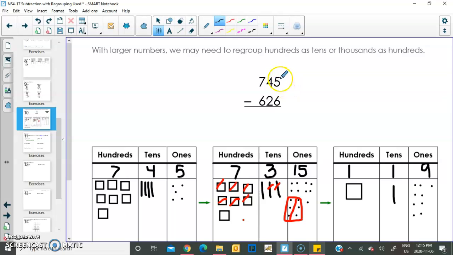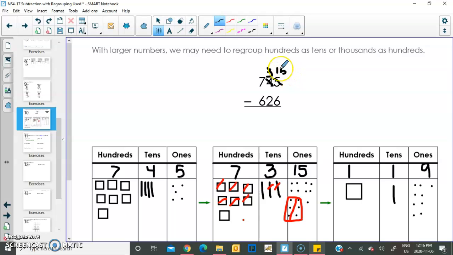So again, you always look at the ones place value. If I have 5 cookies, can I give 6 away? No. So I need to regroup the tens. I'm going to take 1 ten and regroup it as 10 ones. So what is 4 minus 1? Good, 3. Now, because I'm regrouping that 10 as 10 ones, I need to add 10 ones to the 5. So what does the 5 turn into? Good, 15. And remember to cross out those numbers if you are regrouping, okay?